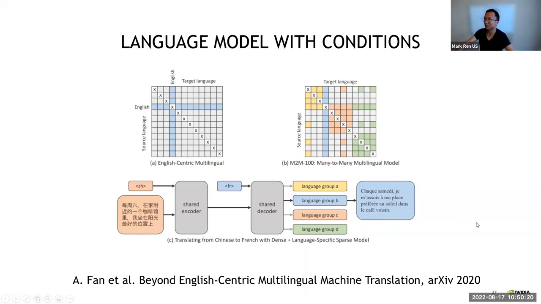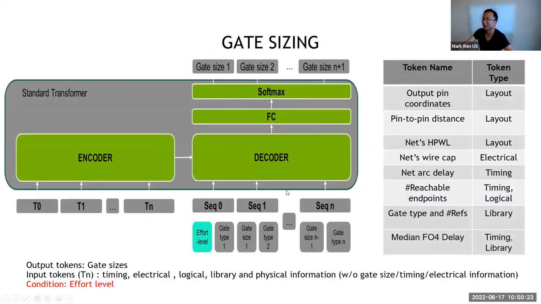And we use a similar concept in our gate sizing work. For gate sizing, what we do is take a sequence of gates and its features. It has layout features, timing features, and library features. Just make sure that these features don't have anything related to the gate size, okay? Otherwise it would be data leaking. Then we build this as a sequence based on the timing path, and we want to predict the output, which is the gate size. What's the size of the gates? And the key here is this condition variable called effort level.